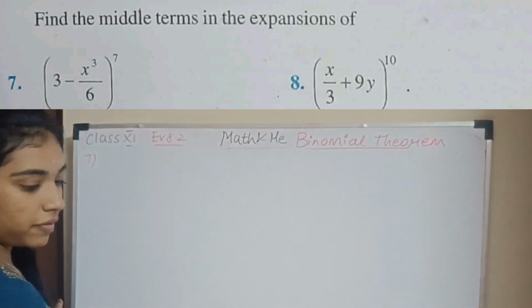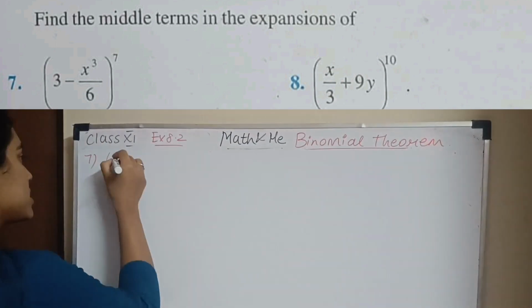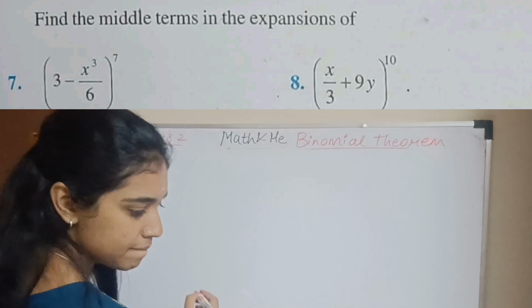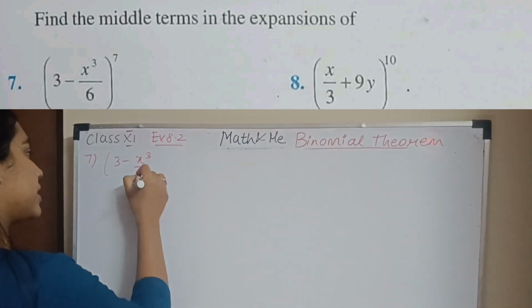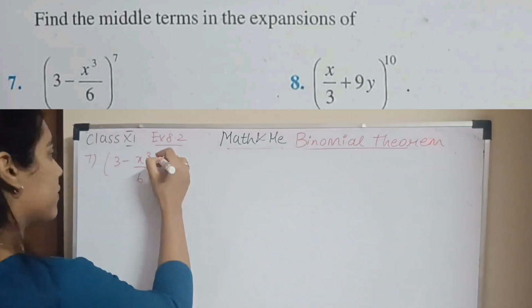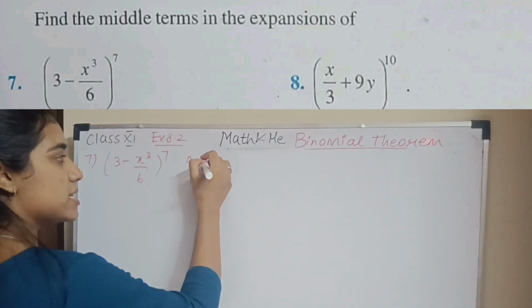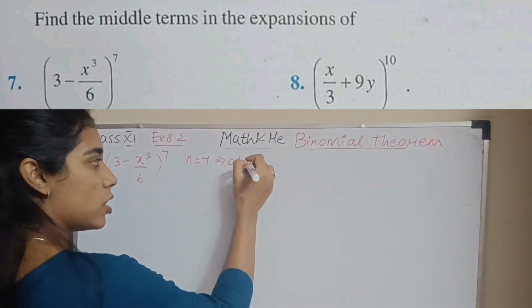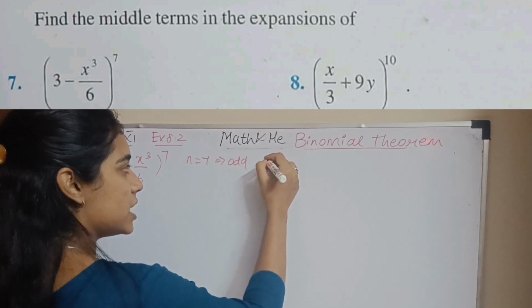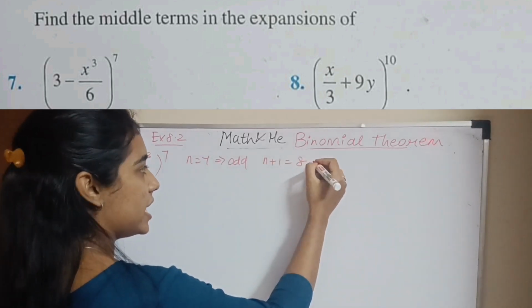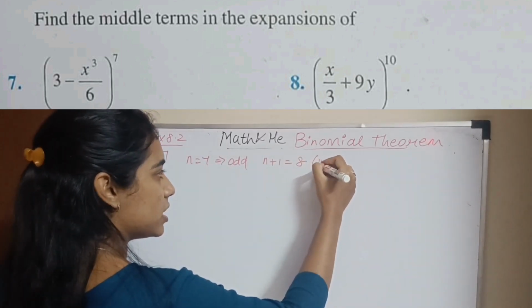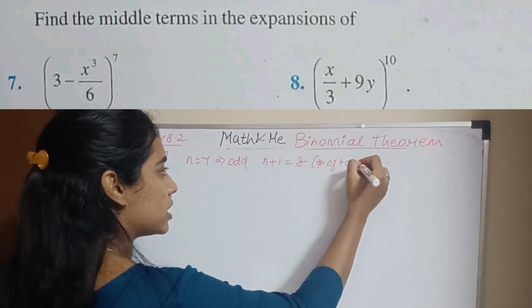Question number 7. Find the middle term in the expansion of (3 minus x cubed divided by 6) the whole power 7. So my n is 7, which is odd. So what is my number of terms? n plus 1, which is 8, is my number of terms.